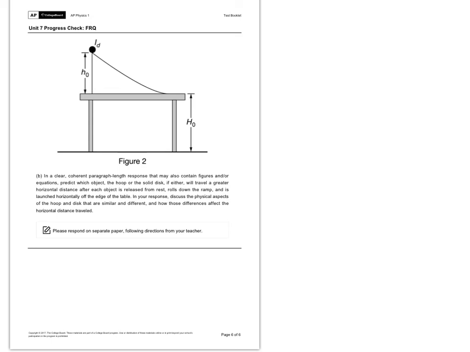So the first thing you want to say is that both the hoop and the disc have the same initial GPE. So they both start with the same amount of gravitational potential energy when they're at the top of the ramp. The second thing you want to say, because it is asking for how they are similar and different, is that they're going to be in the air for the same time. And that's because they are being released from the same height. Once they leave the table, they are projectiles. The only thing determining time is the height. So they're starting with the same initial gravitational potential energy. They're also going to be in the air for the same amount of time.